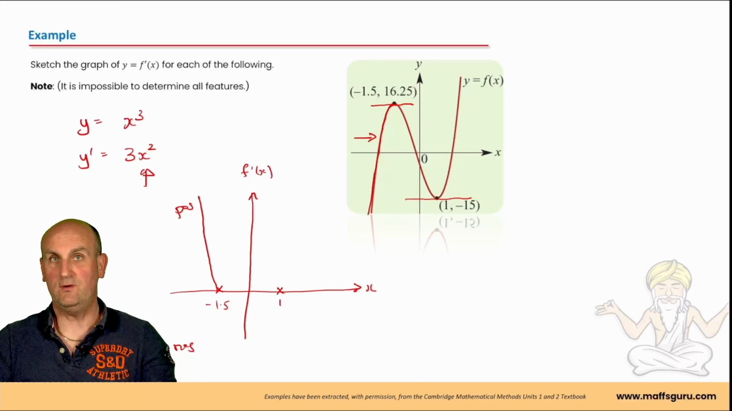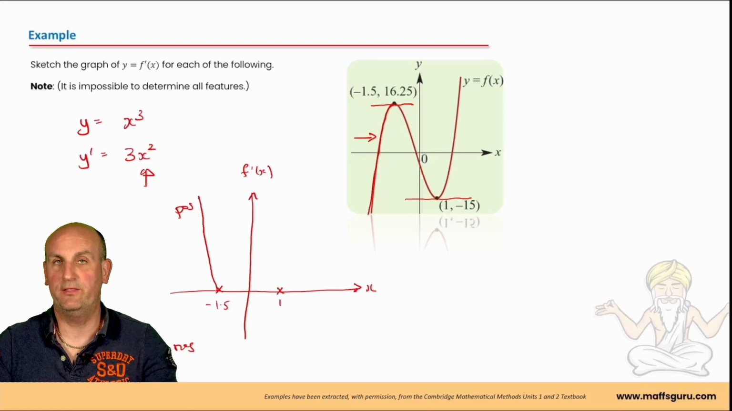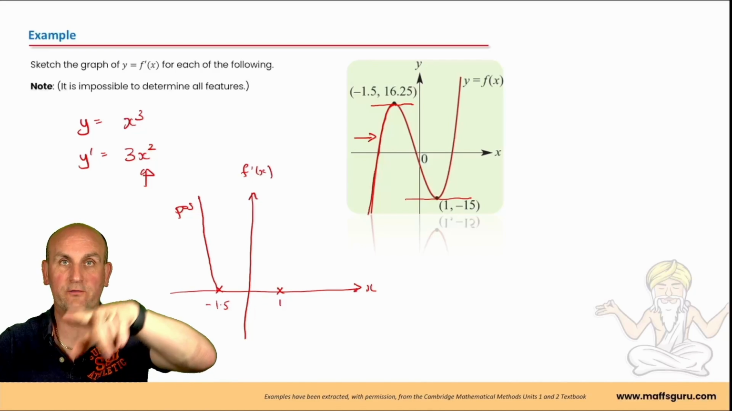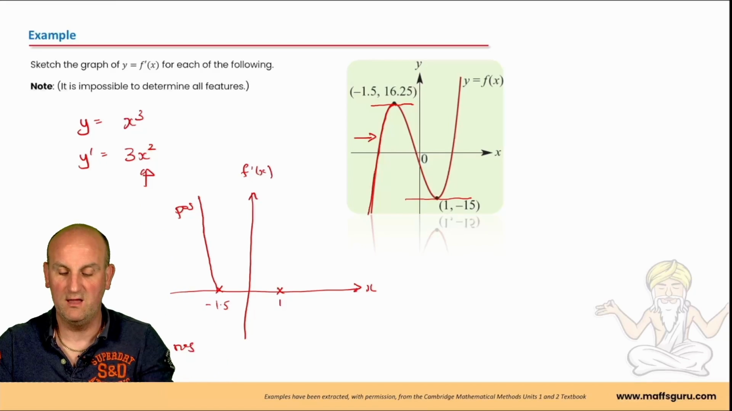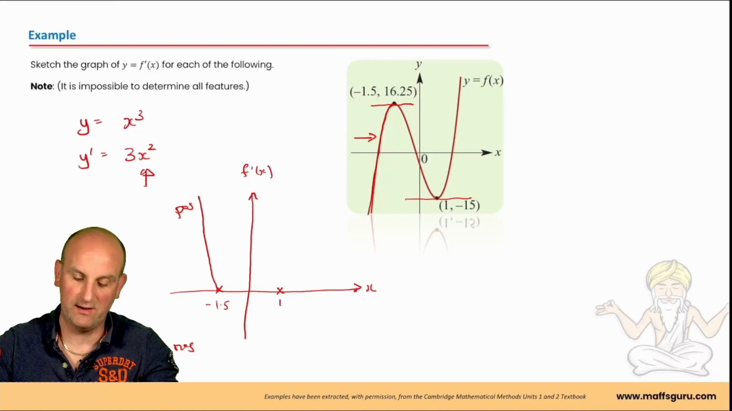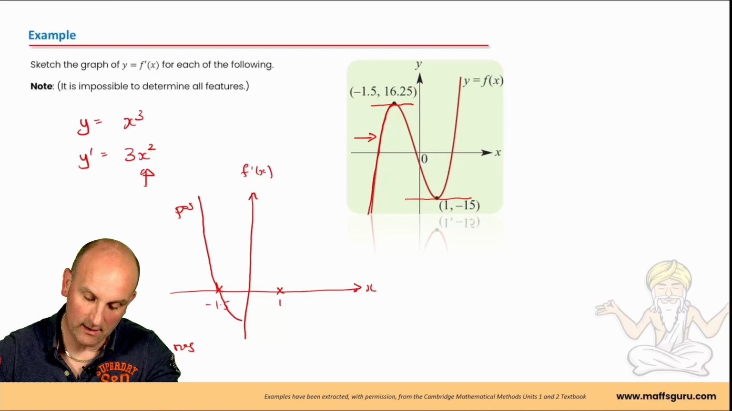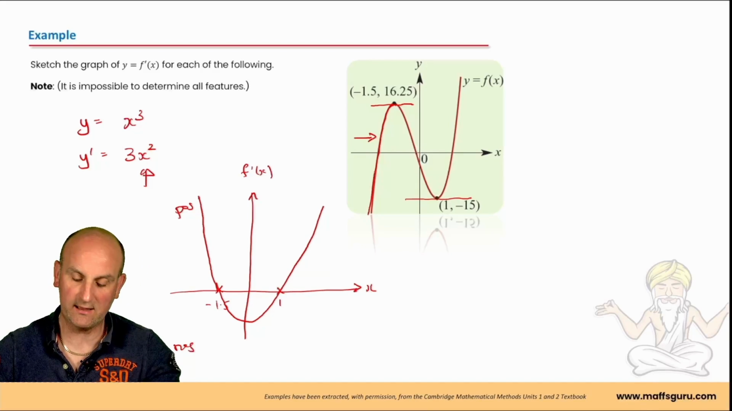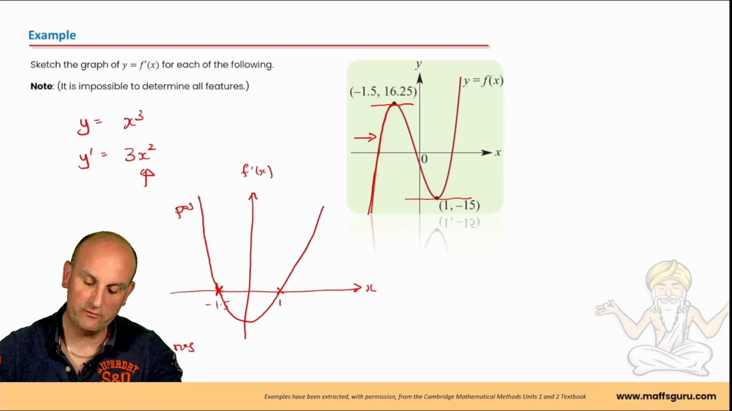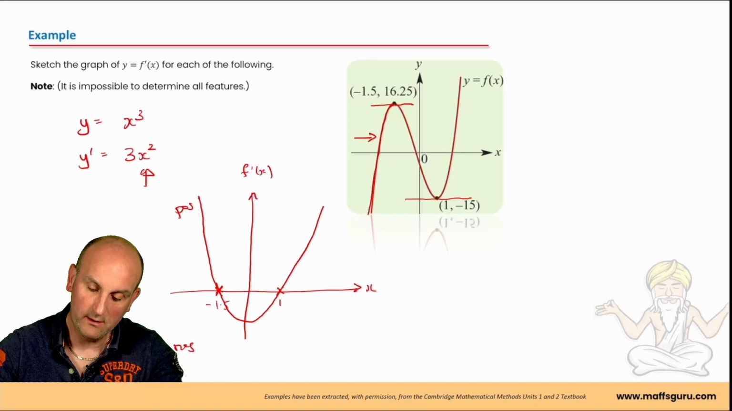Now, to be honest with you, I don't really need to worry about the rest of it, because I know that I've got some sort of a cubic which differentiates to a parabola. I've got an idea of where the first part of the parabola is, so I'm just going to finish it off like this. But let's just check the value of my gradient between minus 1.5 and 1. Between minus 1.5 and 1, that one there is negative.